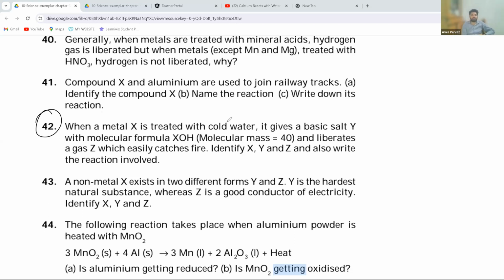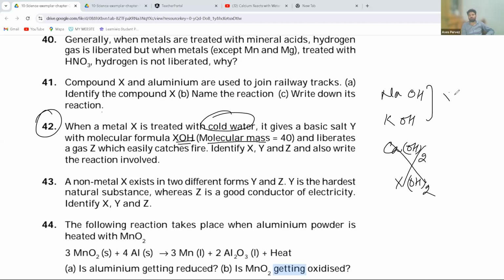So you know the reaction with cold water. Sodium can react with cold water, potassium can react with cold water, and calcium can react with cold water. They all form their respective hydroxide. Why is calcium rejected? Because if it is calcium, it should be written as X(OH) twice in this form. But it is saying XOH, it is not twice. That's why it is rejected.